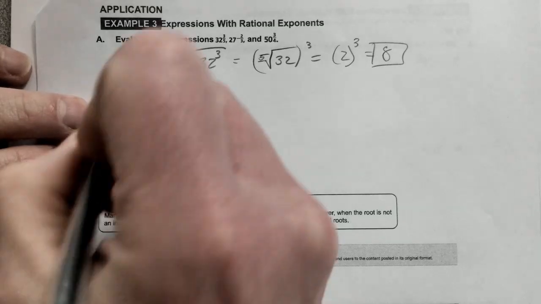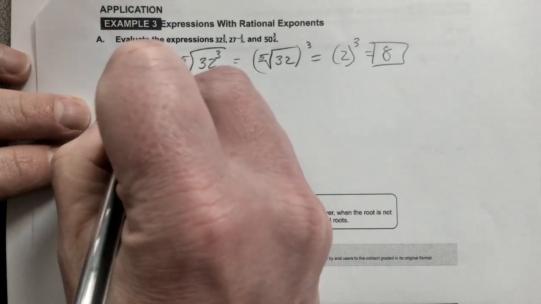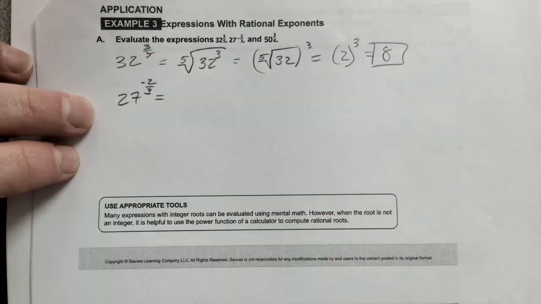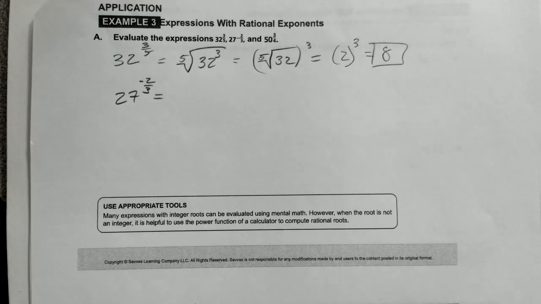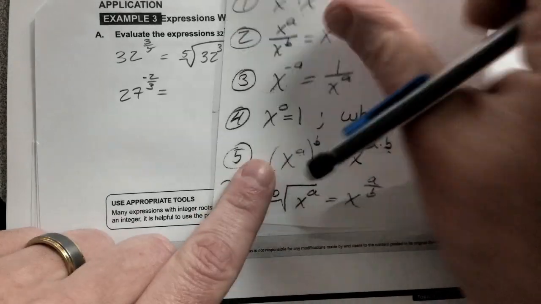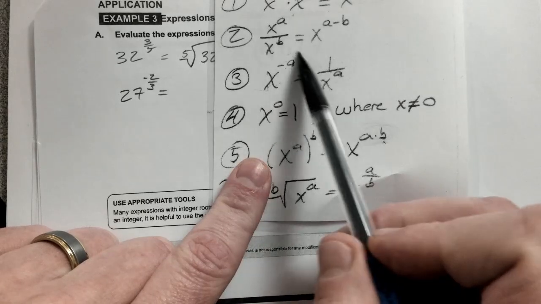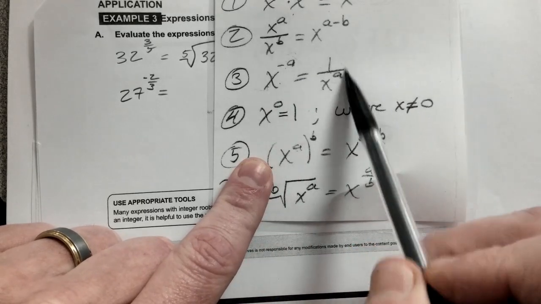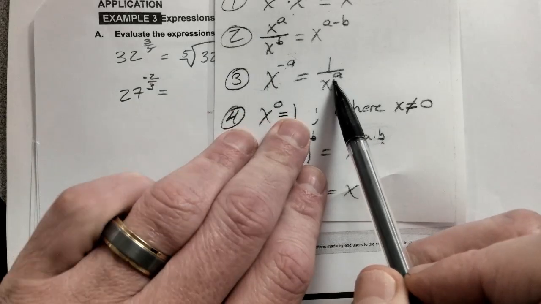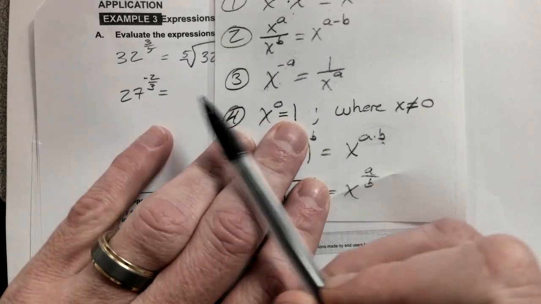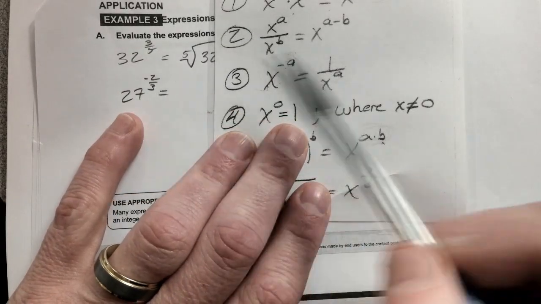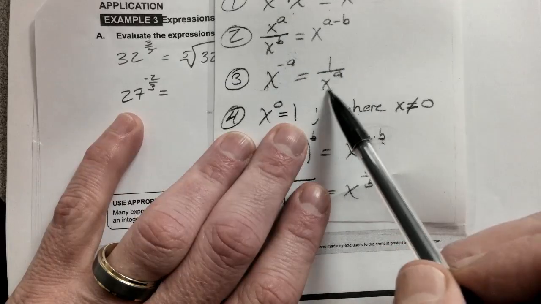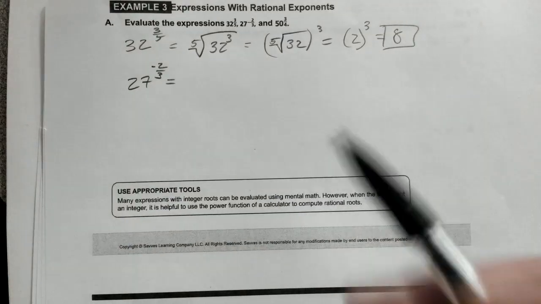All right, looking at our next one, we have 27 raised to the negative 2/3 power. Oh, man. Yuck indeed. So the grossest part about this is the negative, right? So what happens when my exponent is negative? I send it to the bottom or the other side of a fraction, right? And then I make it a positive exponent. So 27 raised to the negative 2/3 becomes 1 over 27 raised to the positive 2/3.